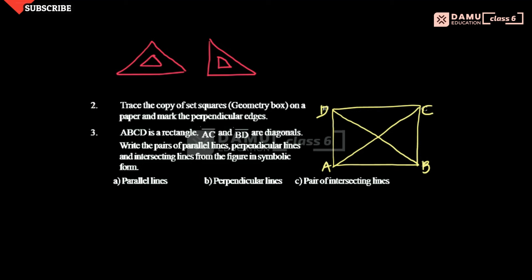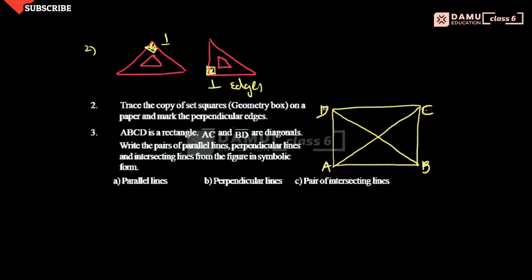So we'll have set squares like this. We need to mark the perpendicular edges of the set squares. So these are all perpendicular edges. So for the second one, the answer is this, perpendicular edges. Here also perpendicular edges. So these two are perpendicular edges. So we need to trace like that, then we will have perpendicular edges like that.